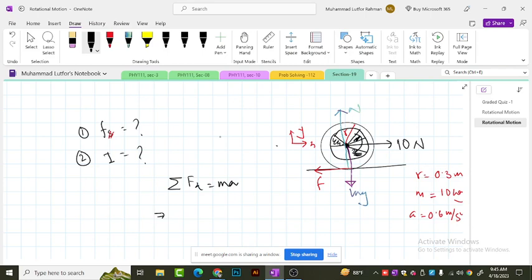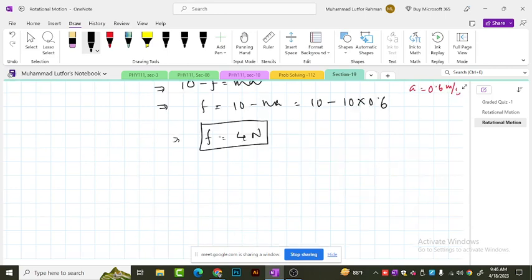I know the mass and I know the acceleration of the system. Then I'll be able to find F, which we are looking for in the first question. It should be 10 minus ma. That's 10 minus mass, which is 10 kg, times 0.6, which means 10 minus 6. It would simply be 4 Newton. That will be the frictional force acting on this wheel when it's moving. This is the answer to the first question.